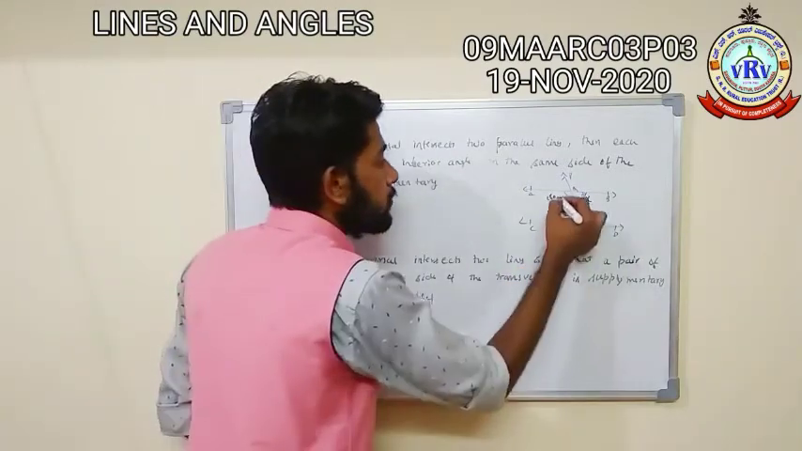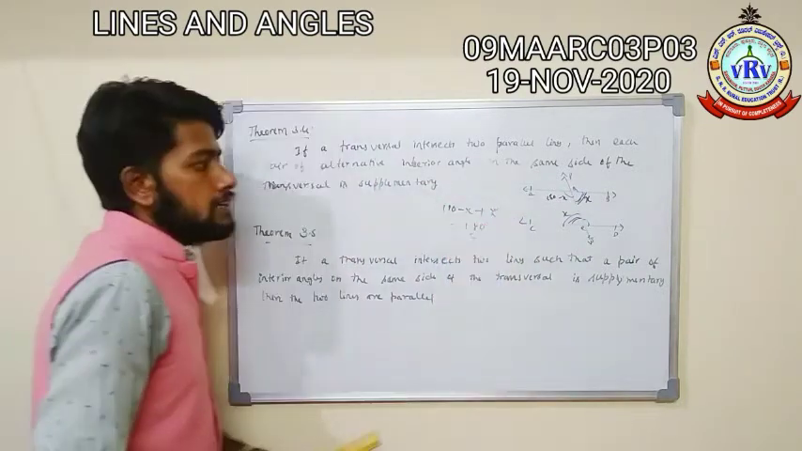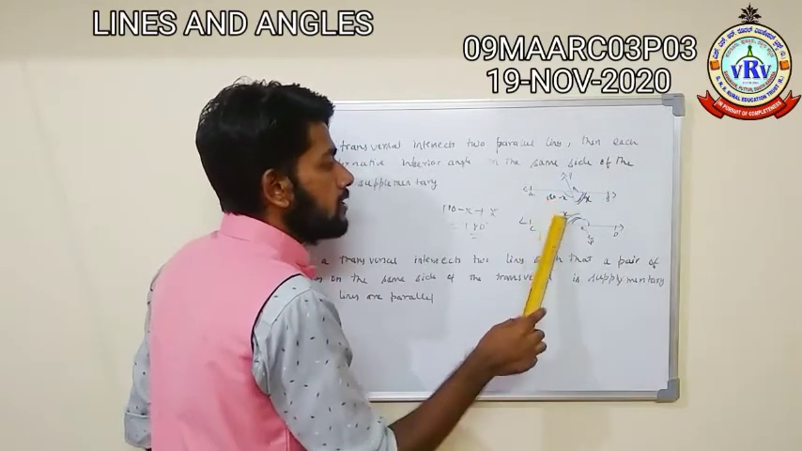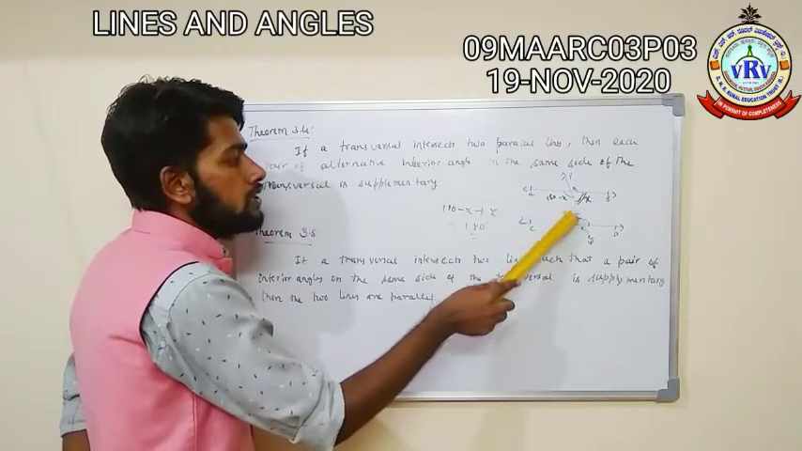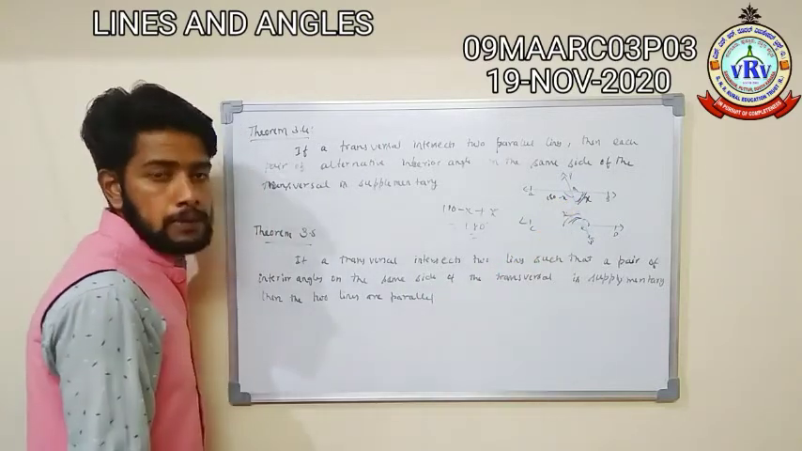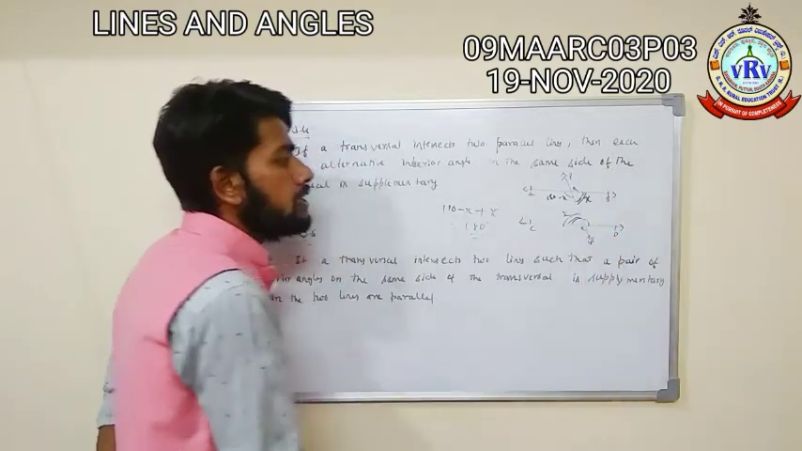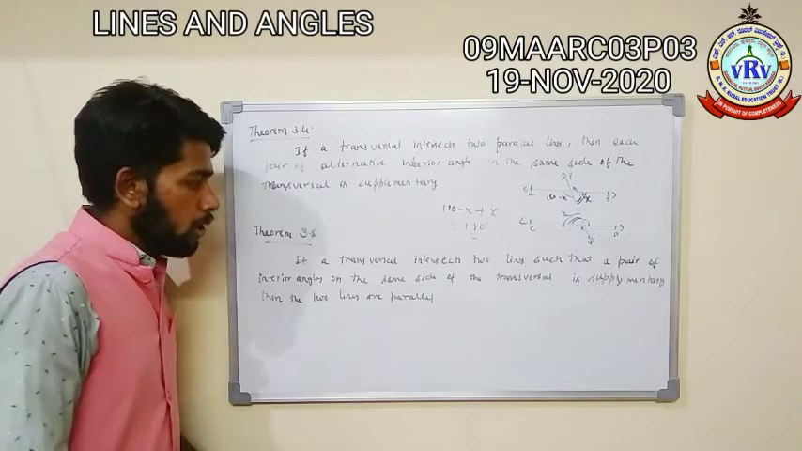Now take the sum of these two, 180 minus x plus x. So angle BQR and QRC sum is equal to 180 degrees. Therefore, these two angles are supplementary. Similarly, BQR and QRD are supplementary. We can easily prove it. Okay.